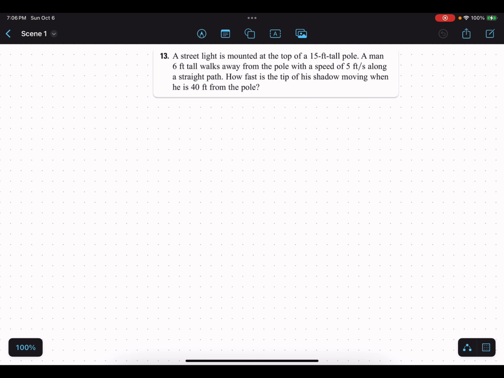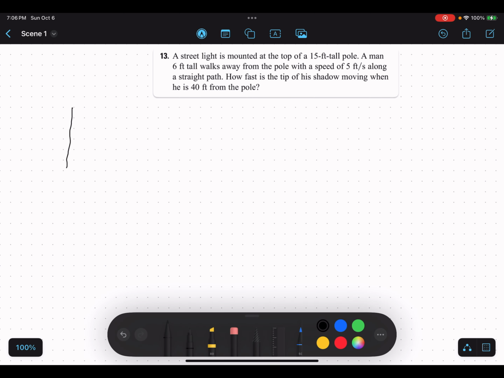Here's the solution. So let's draw the diagram out first. We have this as the pole, this should be 15, and this is the human, which should be around 6, right? And what we want to find is the tip of its shadow. So at rest, the shadow comes around this point, right? We have a right triangle here, that's right.